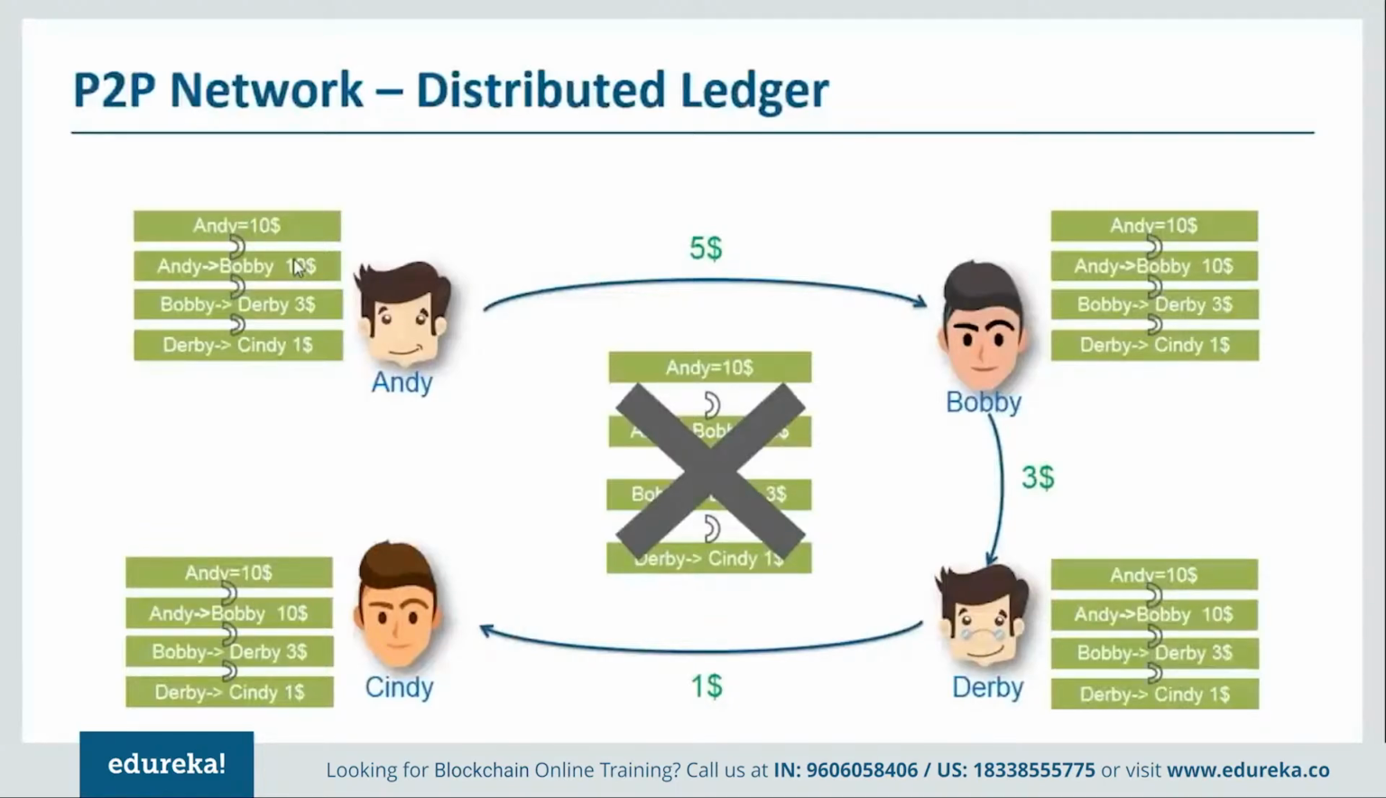Now, even if Andy loses his record of the transaction detail, he can take it from Bobby, Debbie or Cindy. And if any of them tries to make a change, the alternative copies can always ensure that this is the actual transaction that had happened.